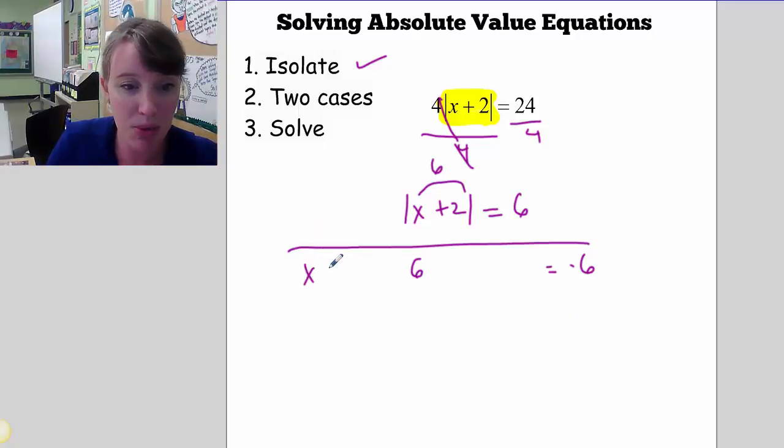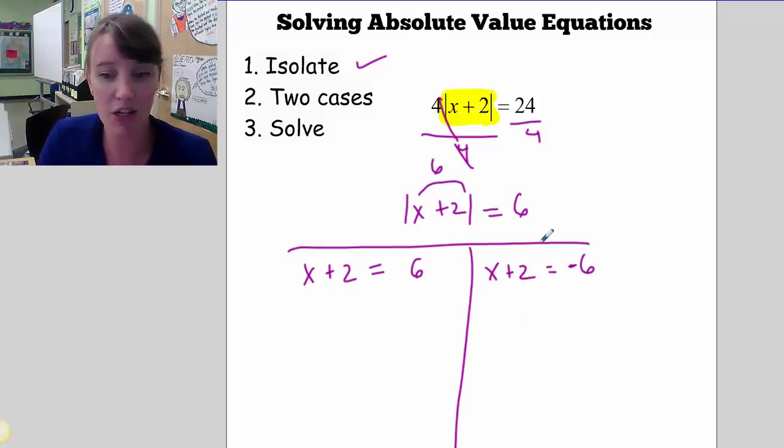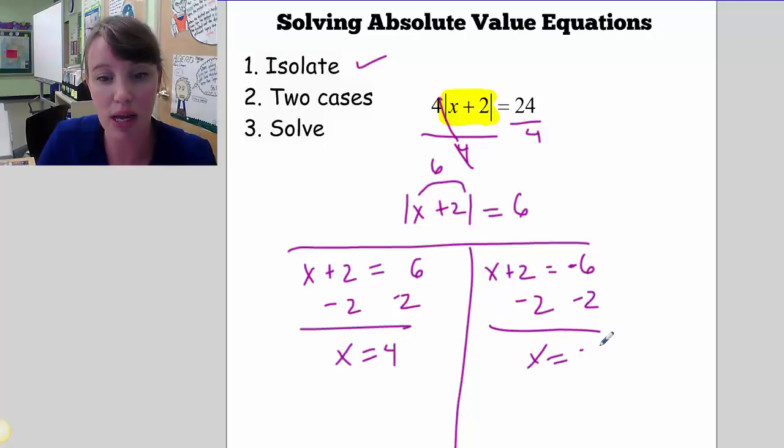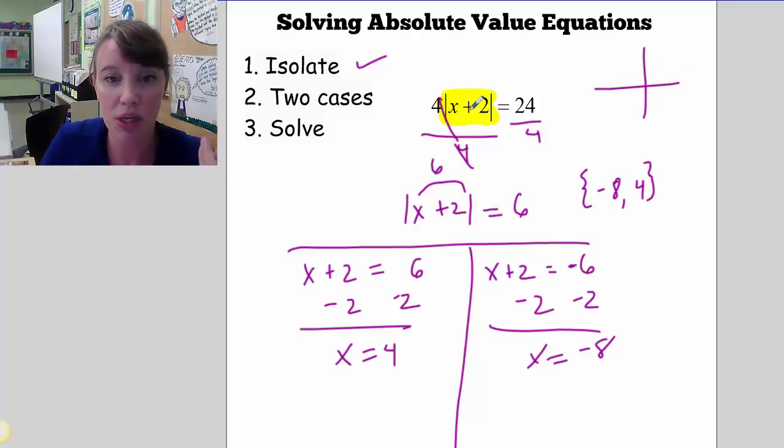So here I take the expression on the inside and I set it equal to 6, and I also set it equal to -6. And then I just go ahead and I solve the two cases here. So subtract 2, we have x is equal to 4, subtract 2, and x is equal to -8. So my solution set is -8 and 4, okay? And that's a lot like if you think about the absolute value function, right? So here, this absolute value function would have been a shift left by 2, and it would have been a compression.